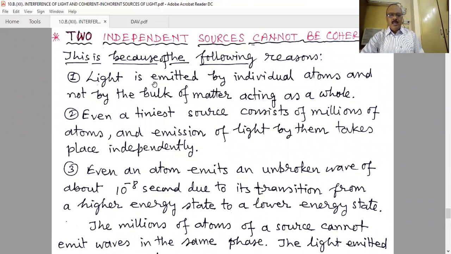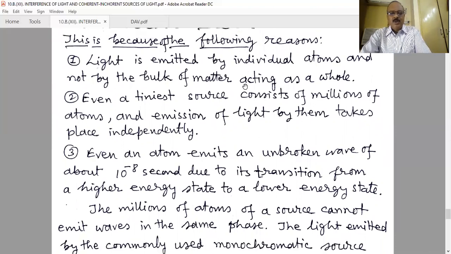Number one, light is emitted by individual atoms and not by the bulk of matter acting as a whole. When we study how light is emitted from a source, light is emitted by individual atoms and molecules, not by the whole object. For example, light coming from the sun is emitted by different atoms, ions or molecules, not by the sun as a whole. The mechanism of emission of electromagnetic waves or light is the energy transition from the excited state to the ground state.